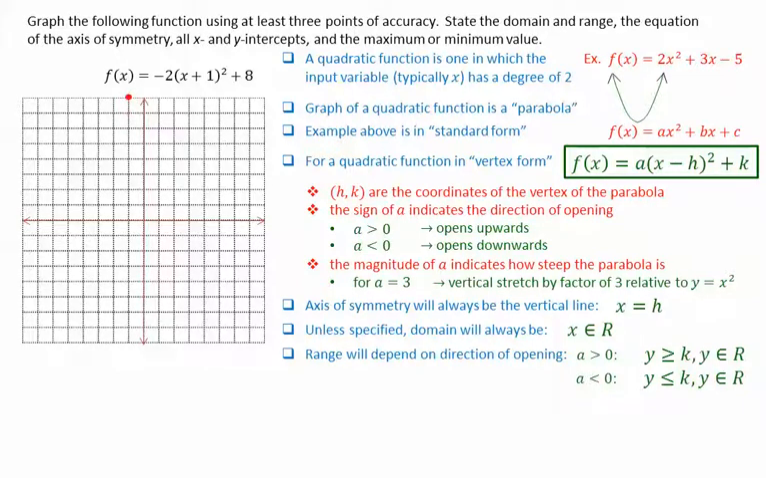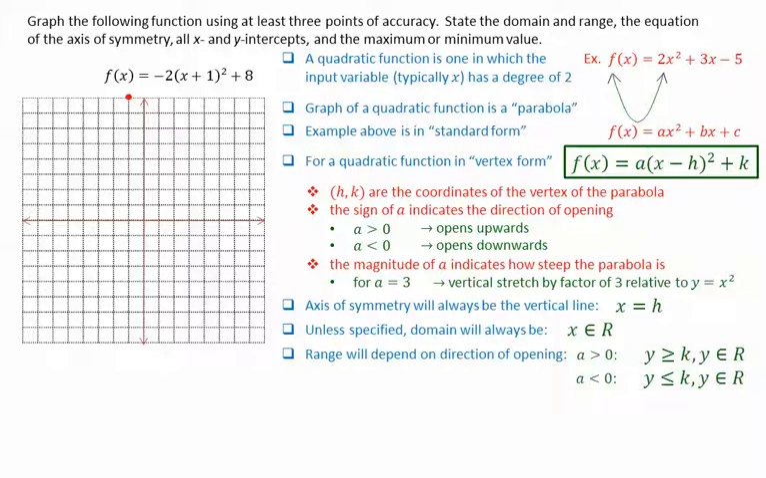For this question, f of x equals negative 2 times (x plus 1) squared plus 8. In this case, h comma k is negative 1 comma 8. This means that our vertex is at negative 1 comma 8. Note that here we have an a value of negative 2. This means it opens downwards, and there is a vertical stretch factor of 2 relative to the y equals x squared graph.